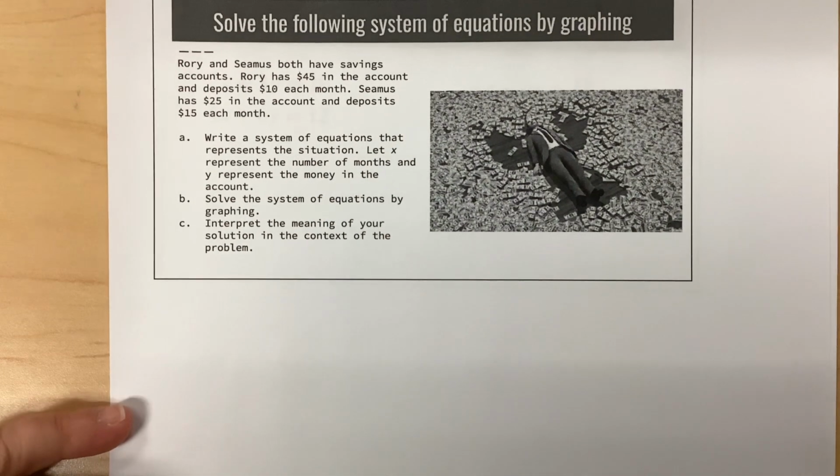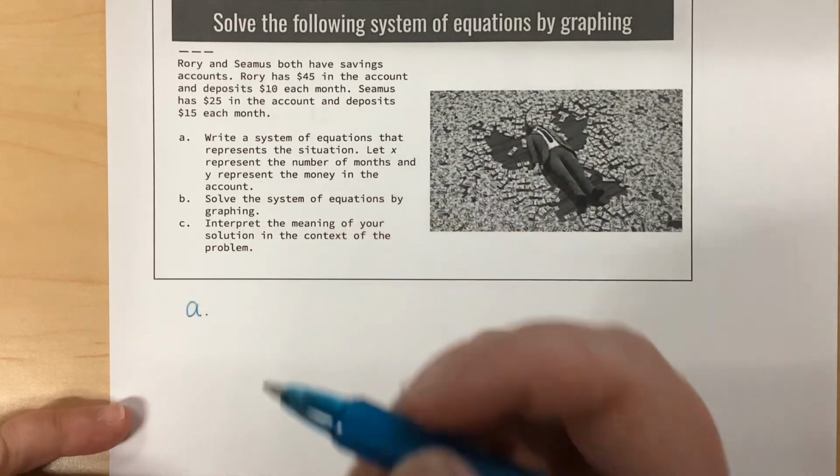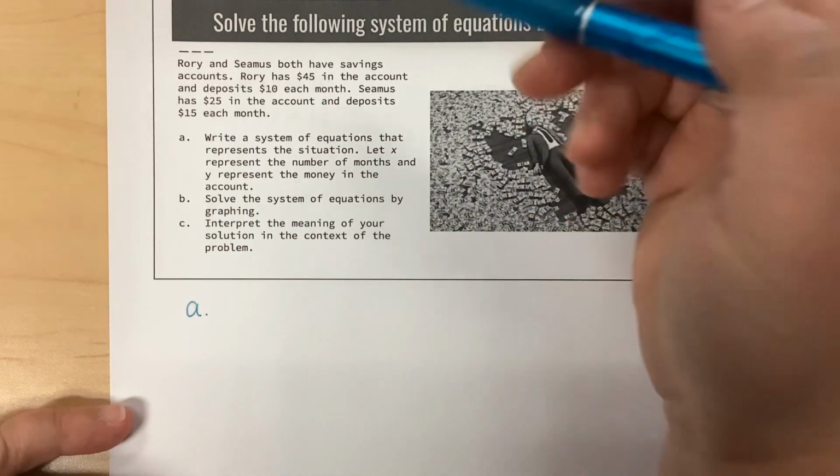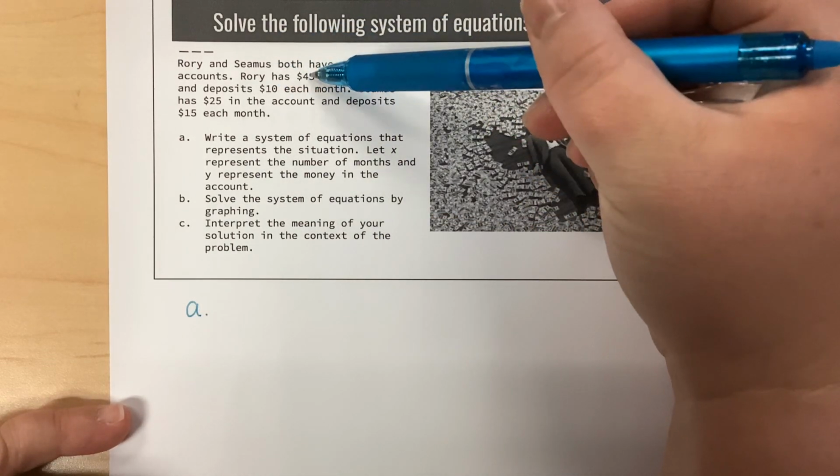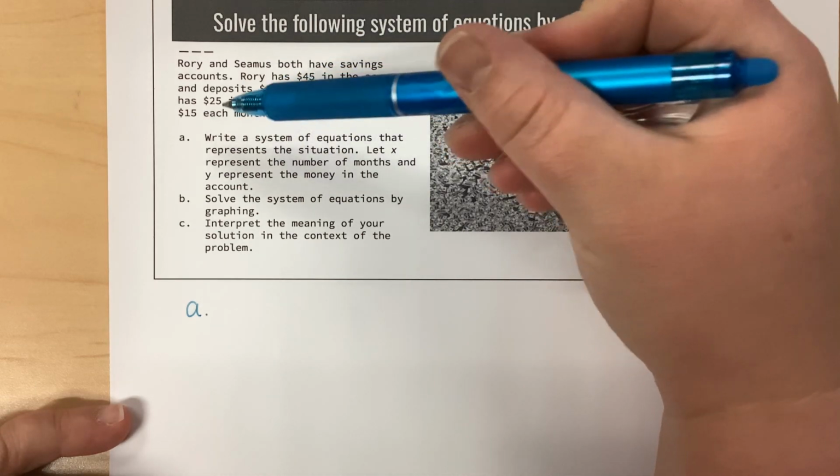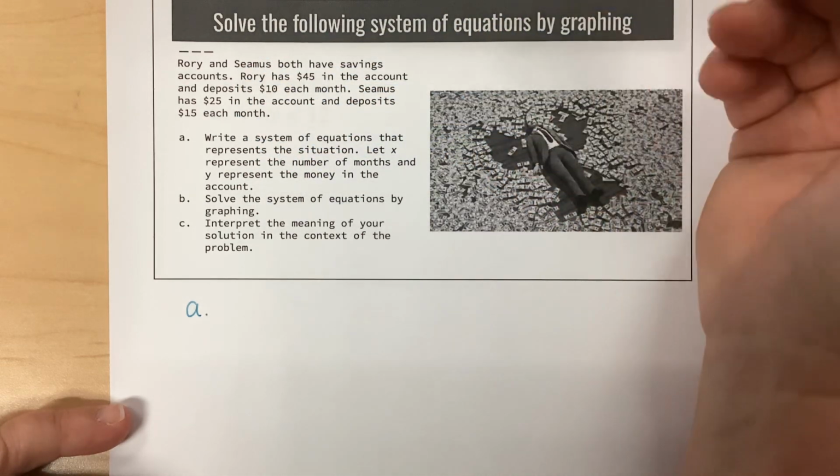So it's very similar here. So part A, we're going to write an equation for Rory and an equation for Seamus. We know how much Rory starts with and how it's changing, and we know what Seamus starts with and how his account is changing.